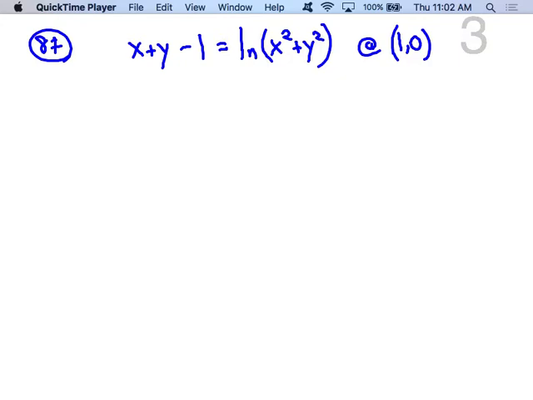All right, so what am I going to do? I got a point. What do I need? Slope. How do I find the slope? Take the derivative. Good. Quick refresher on implicit differentiation. What's the derivative of x? 1. Derivative of y? y prime. Derivative of negative 1? 0, goes away. Right-hand side, derivative of natural log: as soon as you see that, you think u prime over u. Derivative of this? 2x plus 2y, 2y prime.